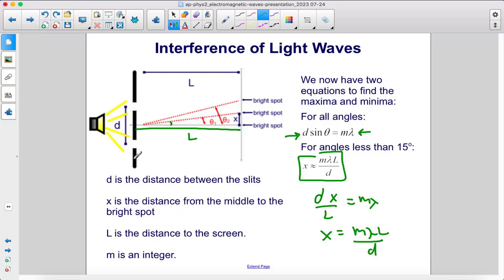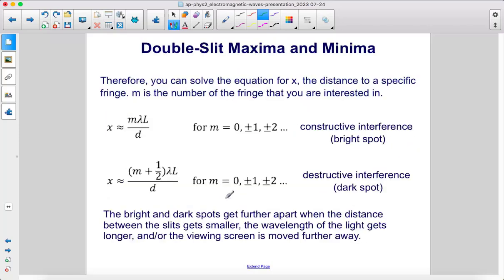Remember, d is the distance between the slits, x is the distance from the middle of the screen, so this line right between the two slits, up to our bright spot. M is an integer, which is, if m is 1, it's the first bright spot. If m is 2, it's the second bright spot, and so on. And capital L is the distance to the screen. Therefore, you can solve the equation here for x, which is the distance to a specific fringe. M is the number of the fringe that you're interested in.